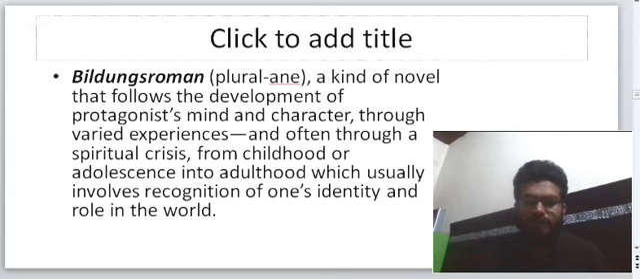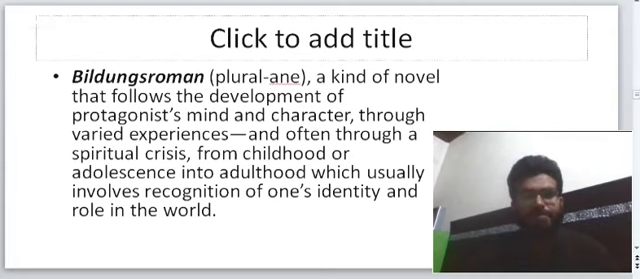So, this is a kind of novel basically in which the writer talks about a character's improvement, a character's development, a character's progress.